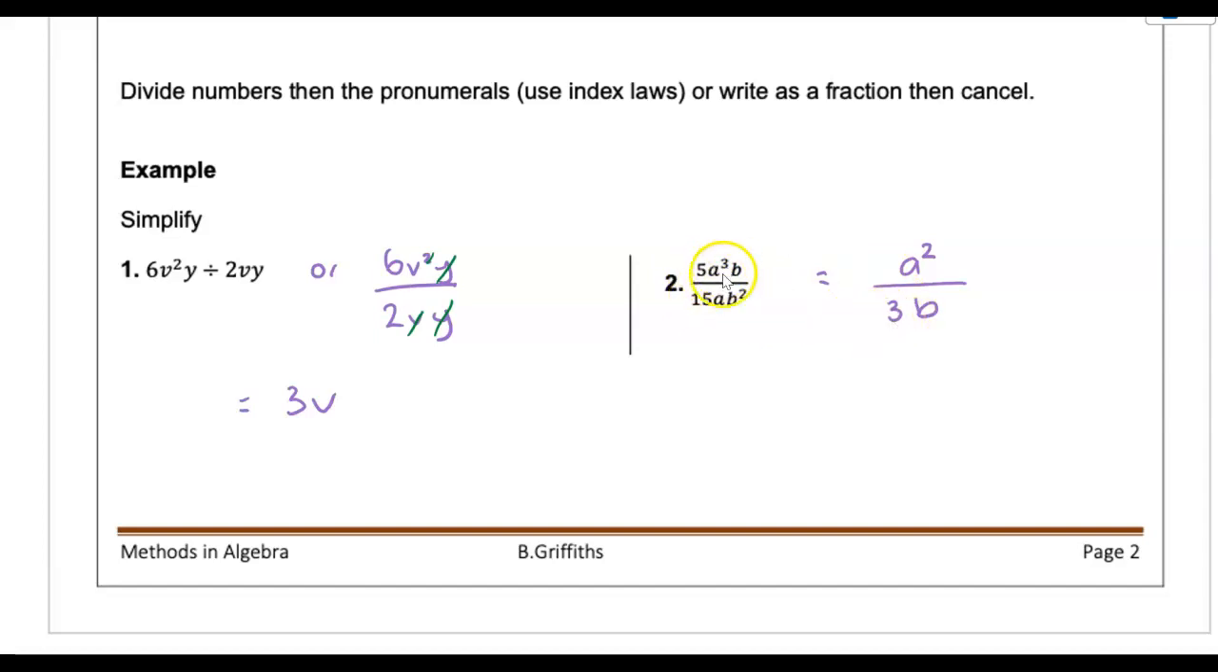We've got 3 a's on the top, 1 a on the bottom. Taking them around, we're going to have one of those cancelling with one of those. So we're going to have 2 a's left on the top. So we'll have an a squared on the top. That b on the top, though, is going to cancel with one of those b's on the bottom. So it's going to have a b left on the bottom, not on the top. So there's our answer.